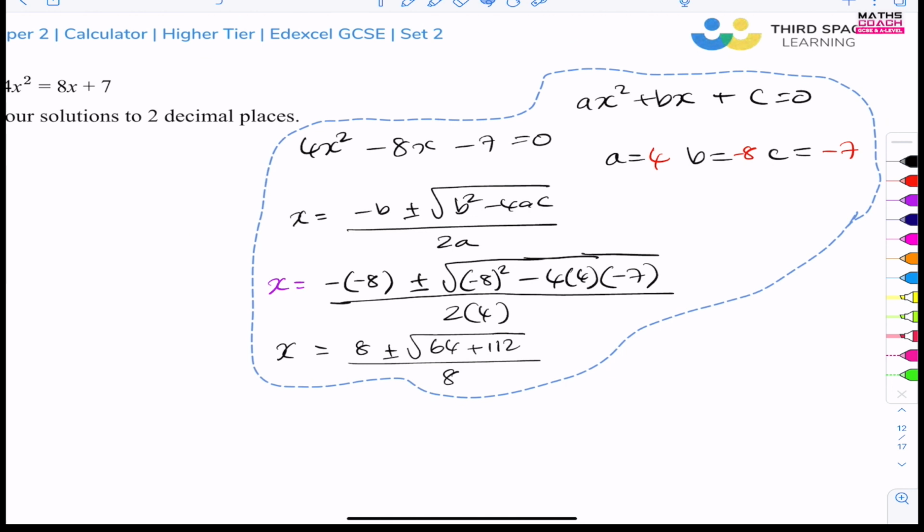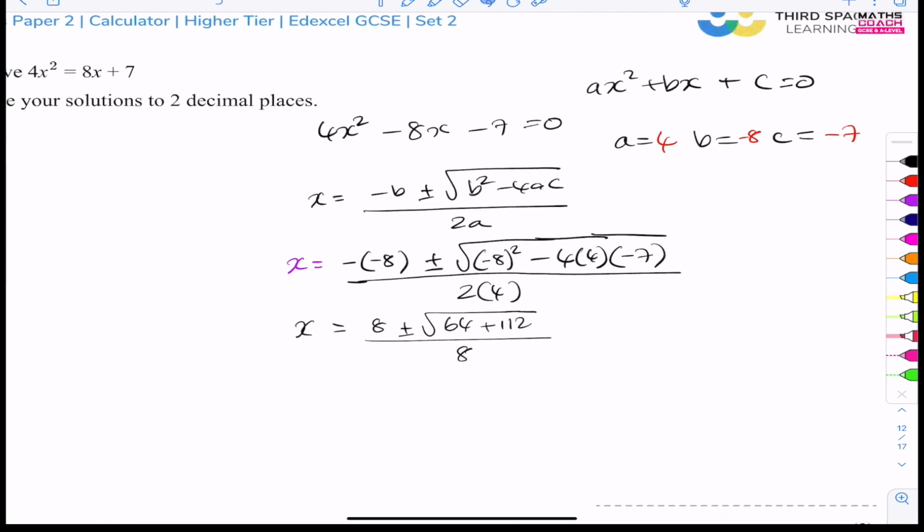Okay, there we go. All right, so now the next step is to work that out. So let's just go and simplify that a little bit more. So 8 plus and minus 64 plus 112, that gives us 176 all over 8. So we will have 2 versions to this. The first one will have a positive and the next one will have a negative.